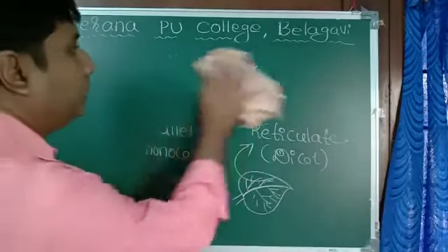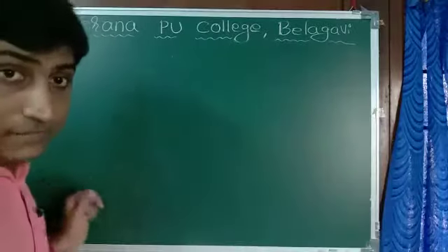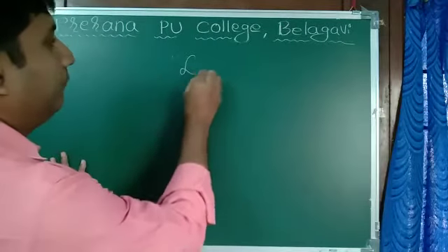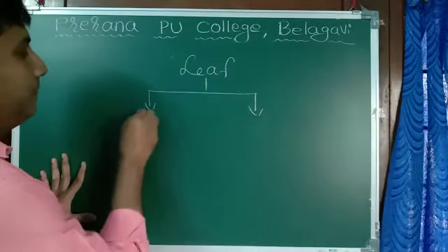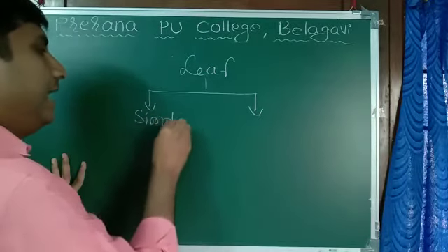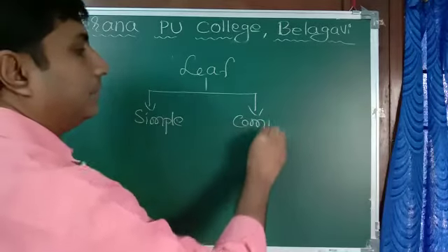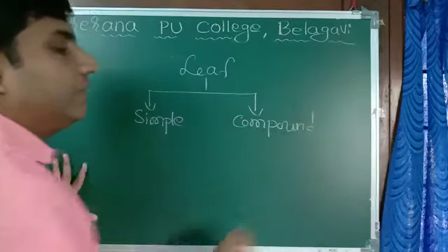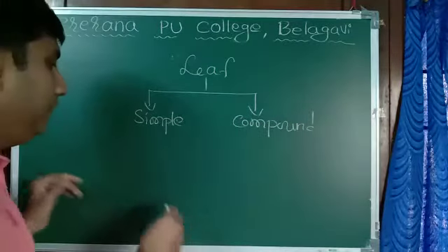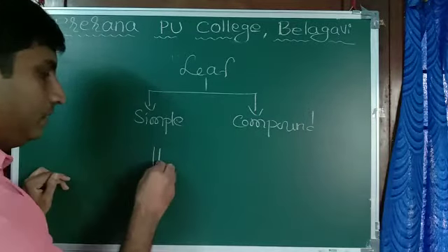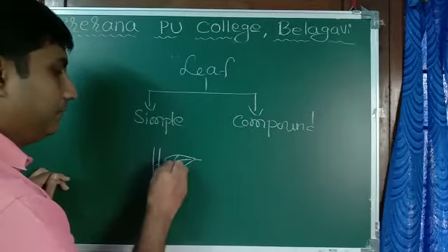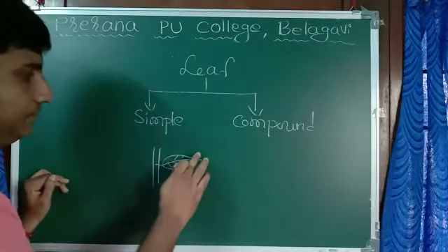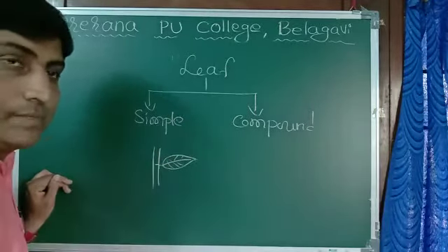Similarly, leaves are also classified as simple leaf and compound leaf. Simple leaf means only one leaf is formed, like this. This is the stem, this is the node, and here one leaf is formed. This is a simple leaf. Hibiscus, mango, simple leaf.